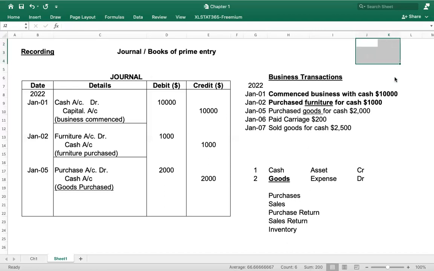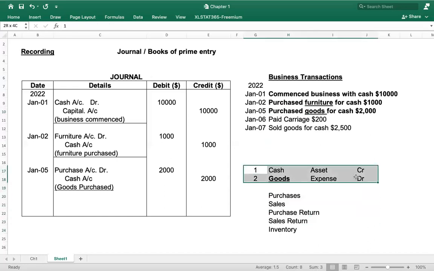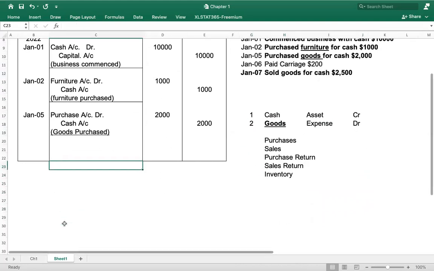So how many nicknames are there? Five. Got it? So whenever I buy goods, I will write purchase. Whenever I sell goods, I will write sales. Like that, purchase return, sales return, and inventory. So the third transaction we have recorded, right? Now read out the next one, Jan 7th.